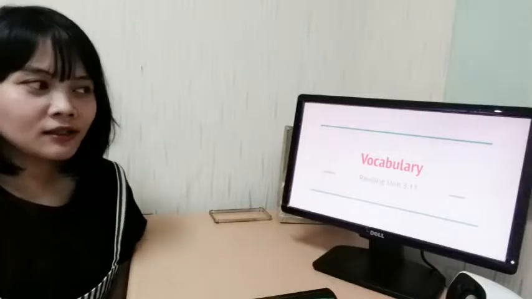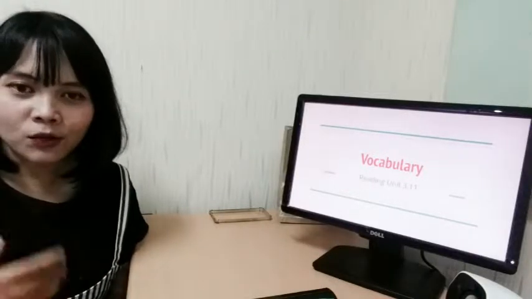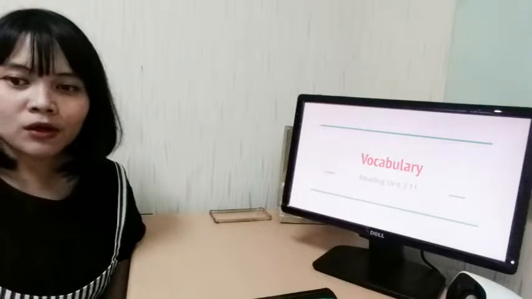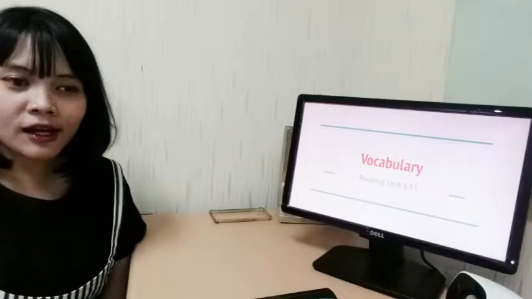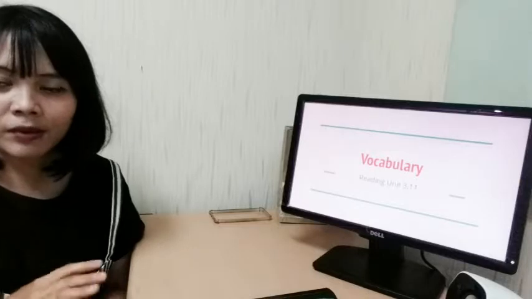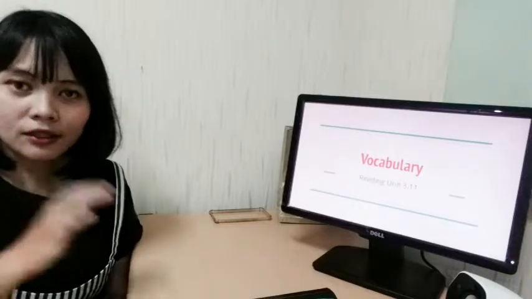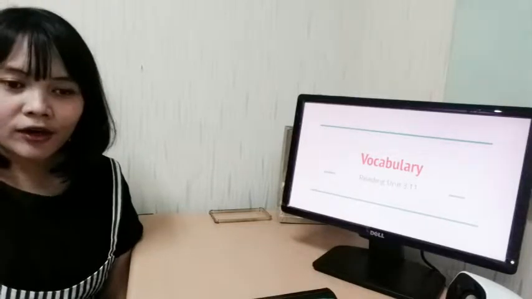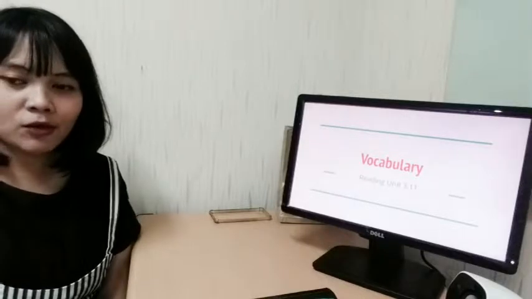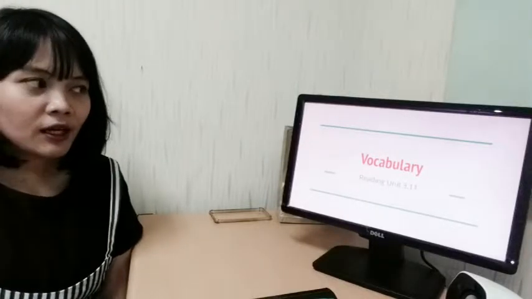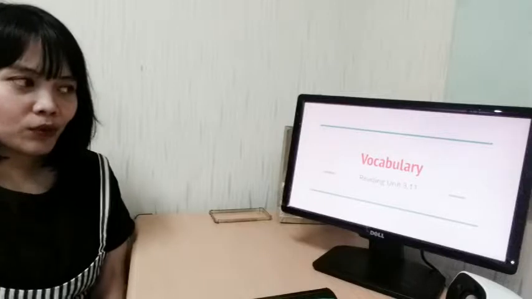Hello everyone. So since we have discussed what we're going to do in the class today, let us continue with our vocabulary discussion first. These vocabularies are there in your booklet. So before we read the passage, let's know more about the words.